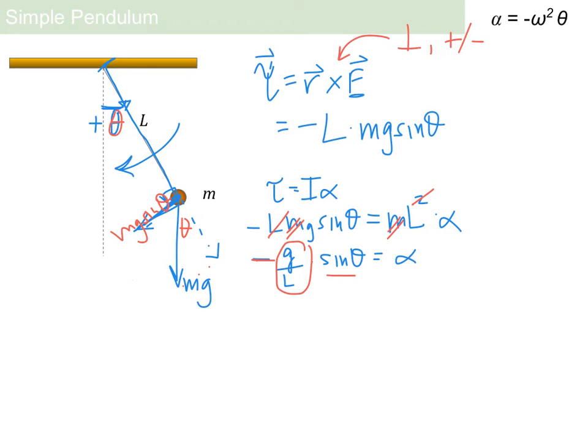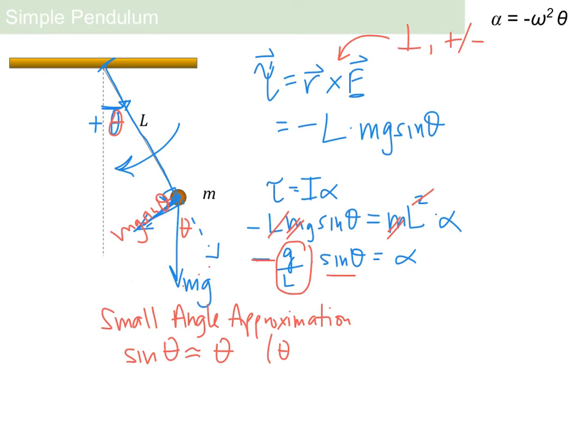Well, if I restrict myself to small angles, this is something called the small angle approximation. It turns out that in radian mode, the sine of an angle is almost exactly equal to the actual value of the angle, as long as the angle is small, like less than 5 degrees. So if we restrict ourselves to small amplitudes, this actually becomes negative g over L theta equals alpha. So this is technically an approximation.